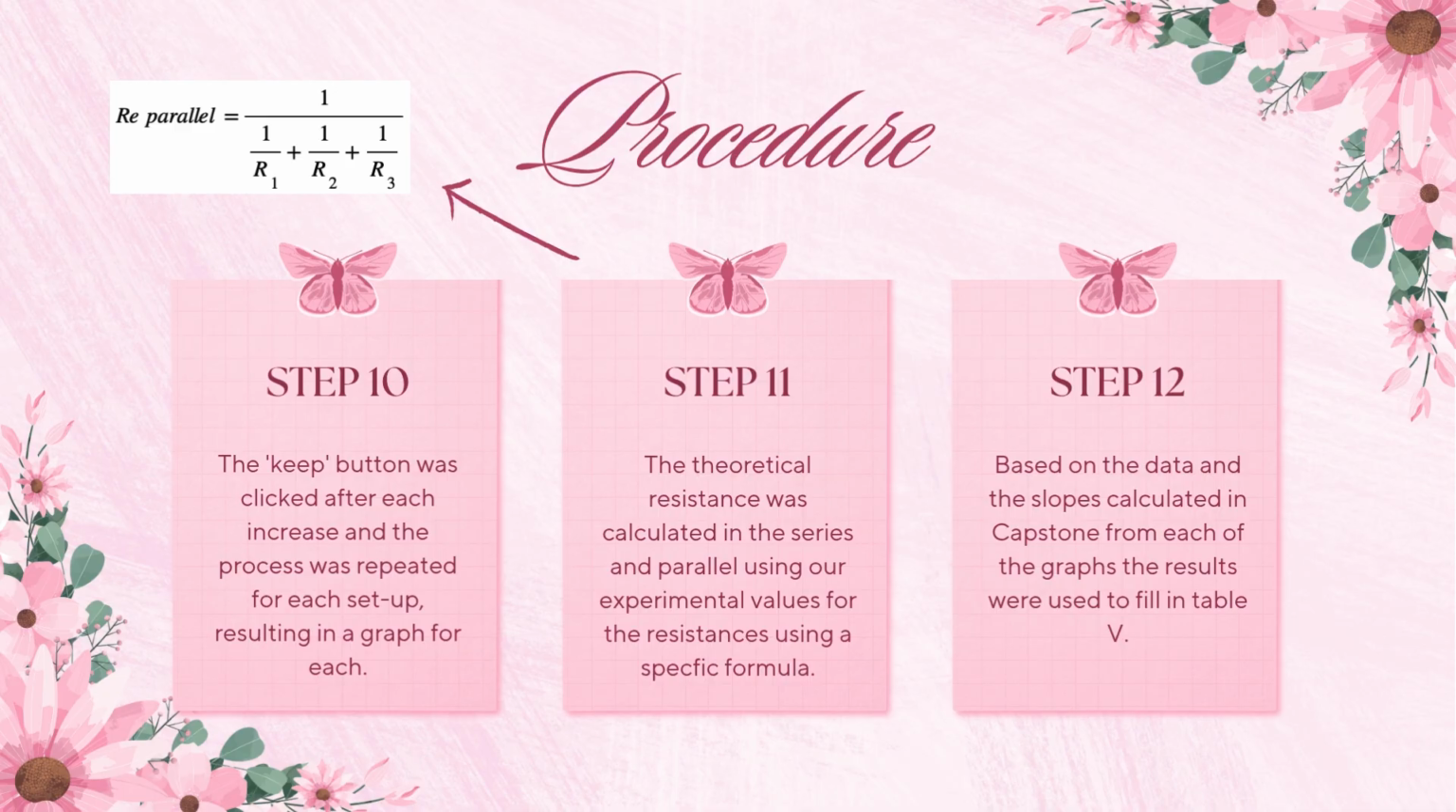The theoretical resistance was calculated in series and parallel using our experimental values for the resistance, using a specific formula as shown above. Based on the data and the slopes calculated in Capstone from each of the graphs, the results were used to fill in table 5.